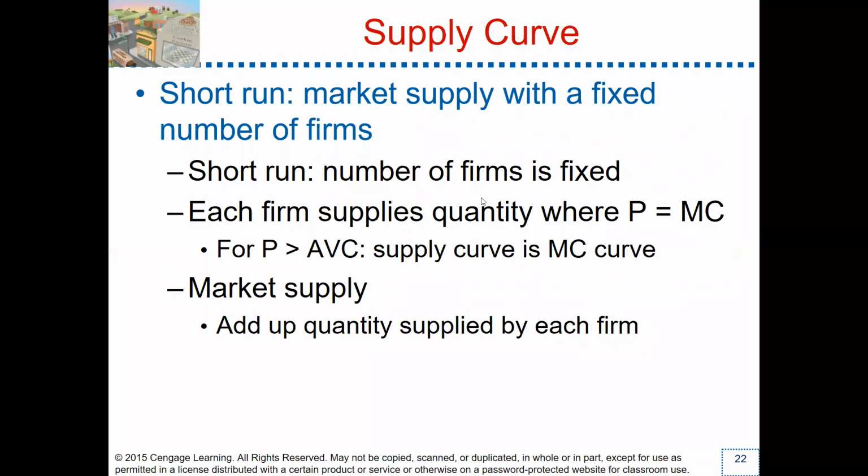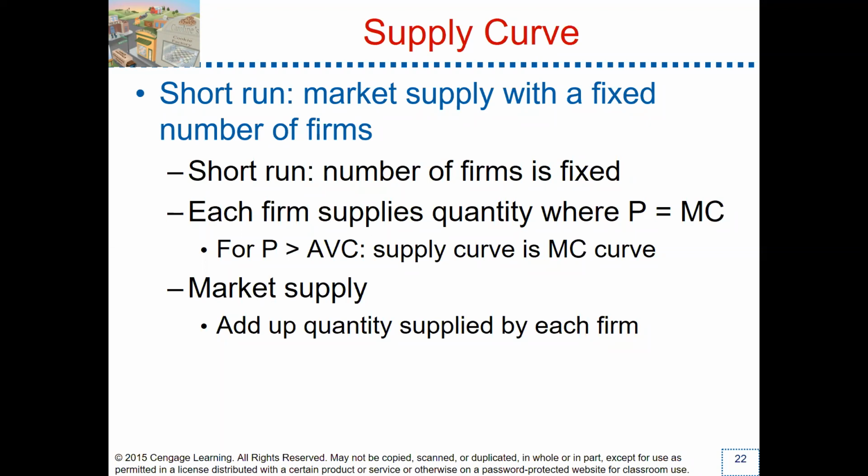So in the short run, the market supply is with a fixed number of firms. In the short run, the number of firms is always fixed. You cannot increase it immediately. Even if there is a huge demand, you won't be able to increase it, because it is the short run. Each firm supplies the quantity where the price is equal to the marginal cost. If P is more than average variable cost, the supply curve is the marginal cost curve, and the market supply is adding up the quantity supplied by each firm.